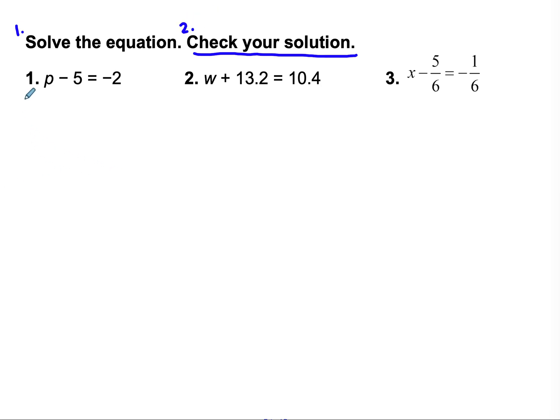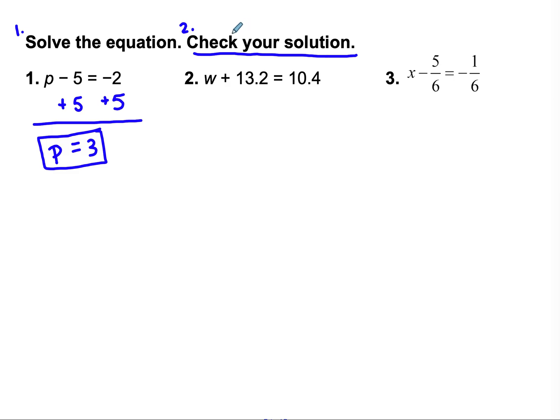Okay, so for the first one, p minus 5 equals negative 2. This is subtraction. I'm going to cancel out with addition. I'm adding a positive 5 to both sides. Negative 5 plus positive 5, that's 0. So I'm left on this side with p. All right, negative 2 plus positive 5, different signs, find the difference. So 5 minus 2 is 3. More positives, answer is positive. P equals 3. That's my answer to solving the equation.